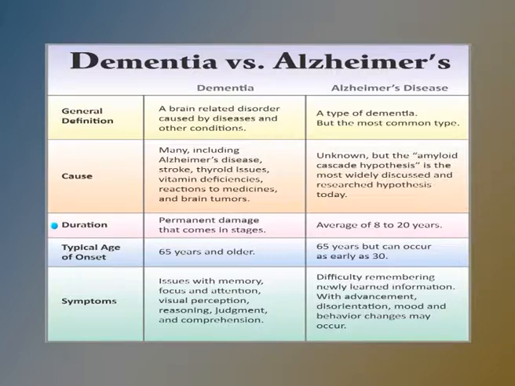Duration with reference to dementia is a permanent damage that comes in stages, which we have discussed, and for Alzheimer's disease an average of 8 to 20 years. The typical age of onset for dementia is 65 years and older. For Alzheimer's also 65 years, but it can occur as early as 30 in certain cases. Coming to the symptoms of dementia, issues with memory, focus, attention, visual perception, reasoning, judgment, comprehension, all these are affected. In Alzheimer's disease, there is a difficulty remembering newly learned information. With advancement of the disease, there is disorientation, and mood and behavior changes may also occur. So, while Alzheimer's disease is a part of dementia, dementia includes a variety of other disorders too, but Alzheimer's disease is the most prevalent form of dementia.